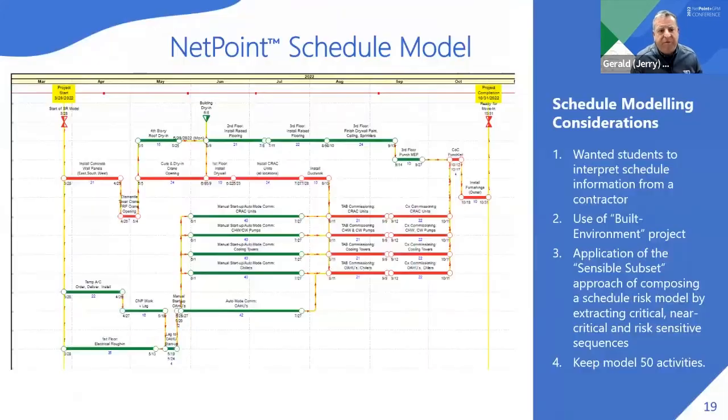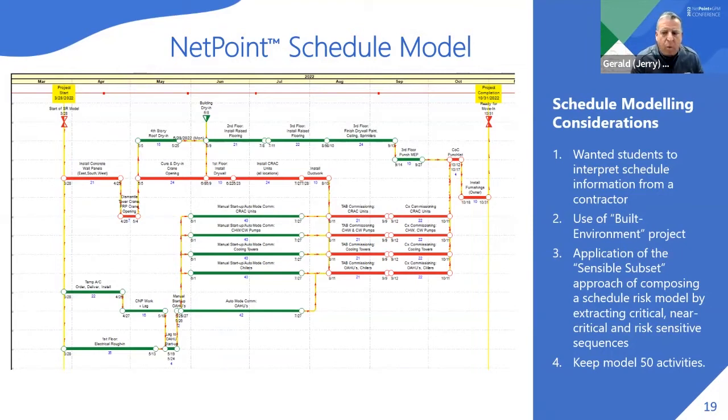In terms of the schedule model that they would have to prepare at a high level, this is the details of the schedule model. One of the things about this model is that we basically limited the float values of activities to be less than 4 weeks of float, or 20 days. So it kept the model down to a manageable number of activities.